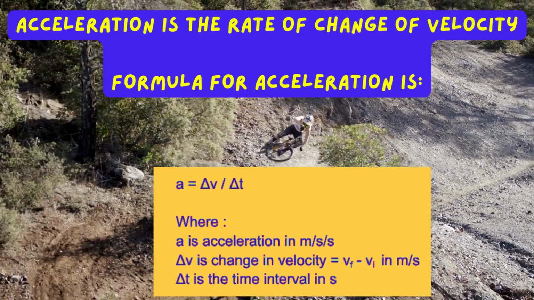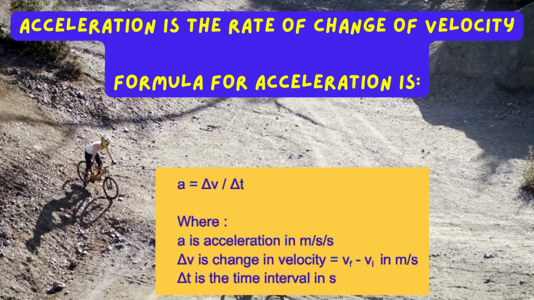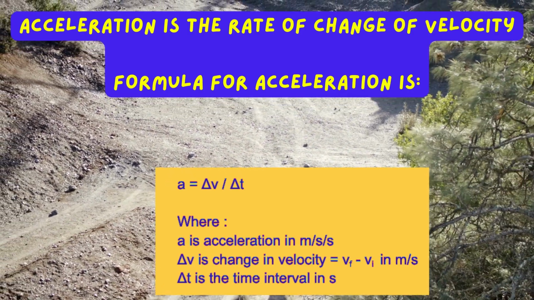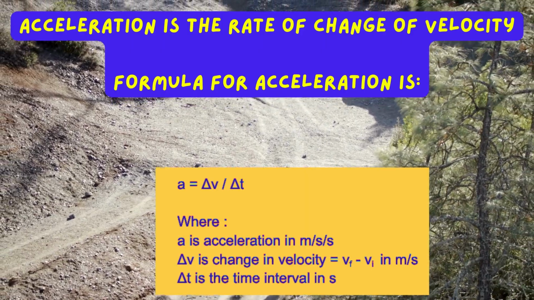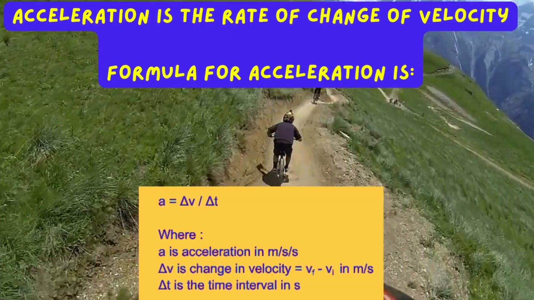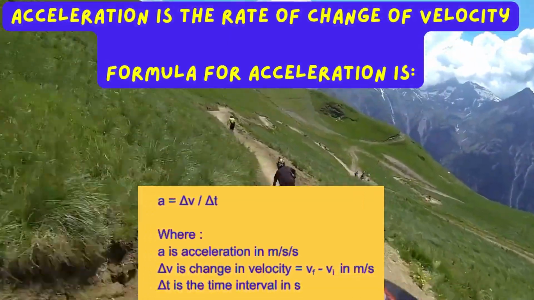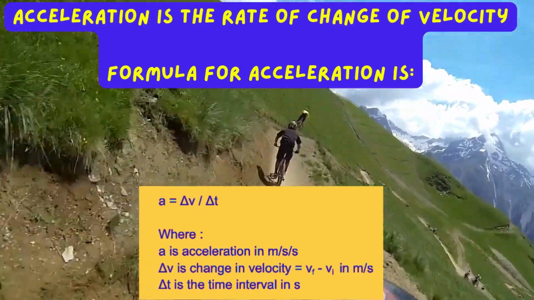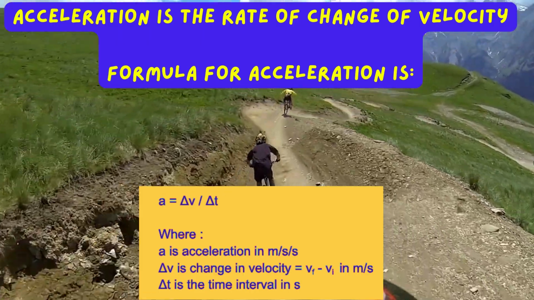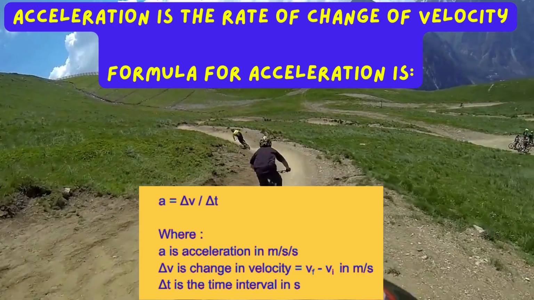Formula for acceleration is A equals change of velocity divided by time. Or we can say A equals delta V over delta T, where A is the acceleration in meter per second squared, delta V is the change in velocity, which equals Vf minus Vi, or velocity final minus velocity initial in meter per second. And delta T is the time interval in seconds.